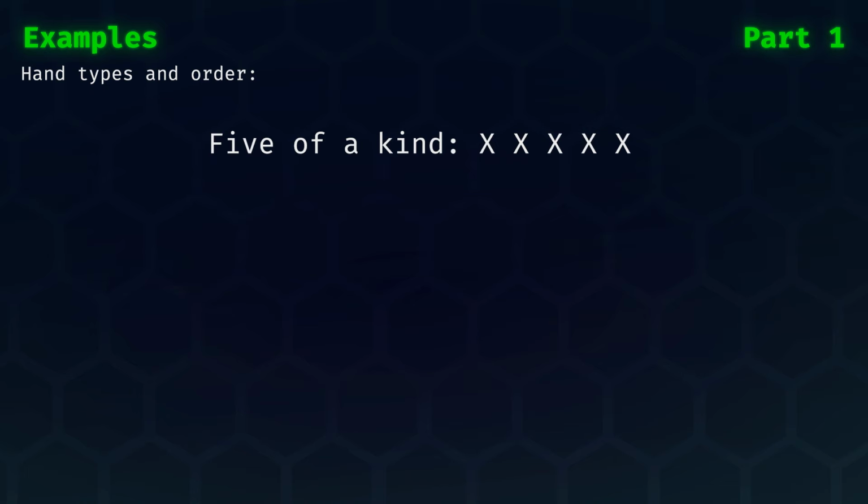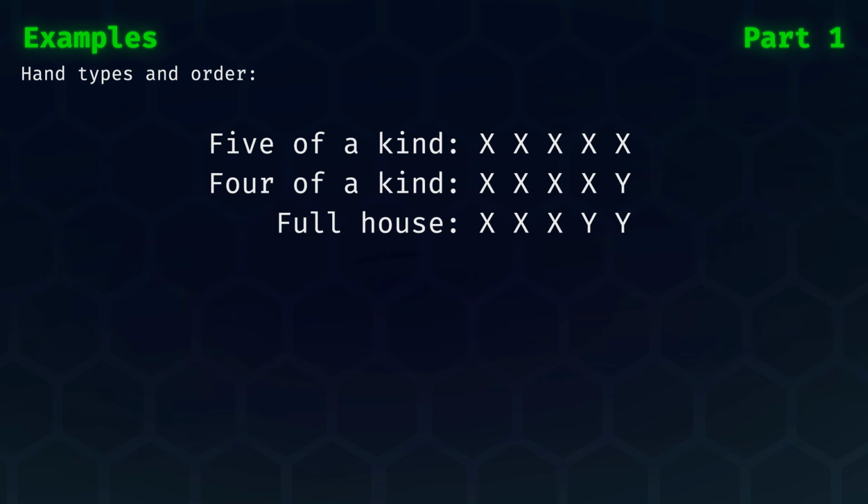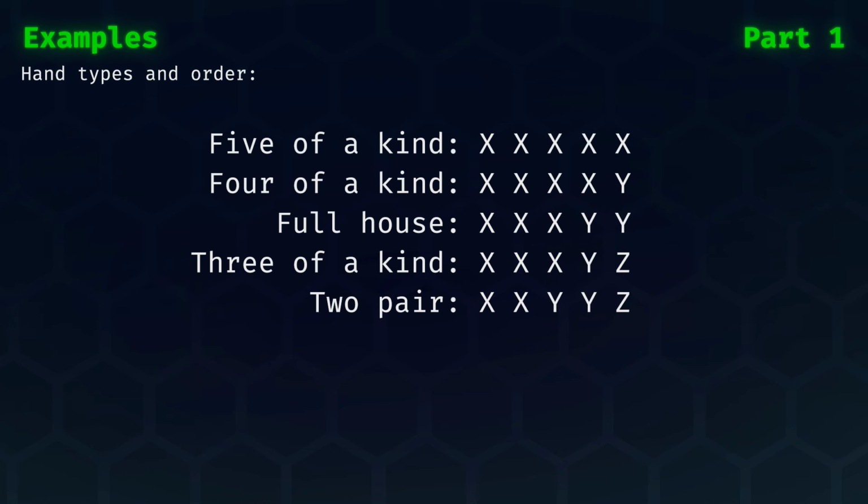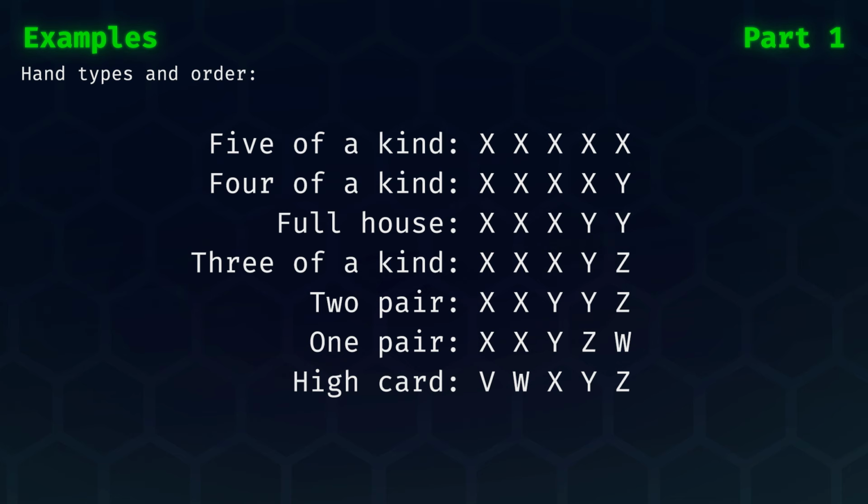5 of a kind, where all the cards are the same. 4 of a kind, where only 4 cards are the same. Full house, where we have 3 of the same card complemented by 2 of the same card. Next is 3 of a kind, where only 3 cards are the same. Then we can have 2 pairs. Of course, we can also just have 1 pair. And lastly, we can just have a high card, meaning that all cards are of a different value.